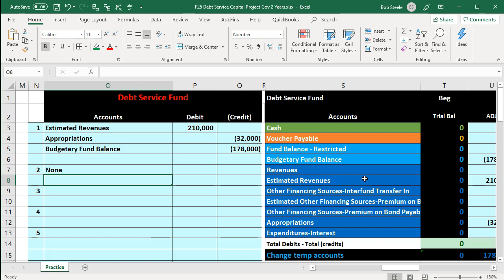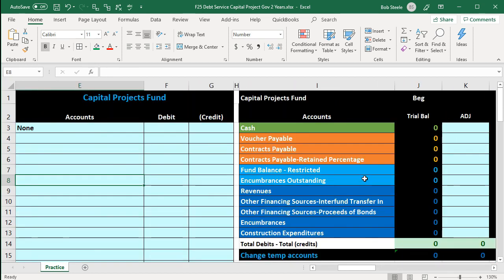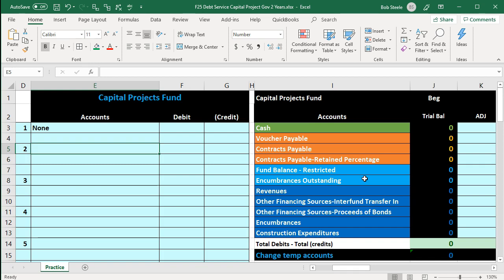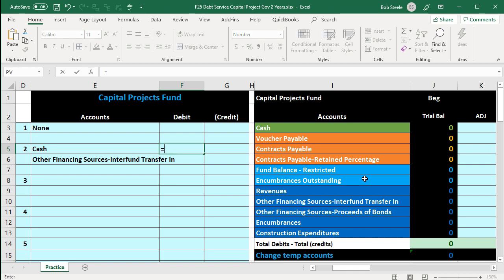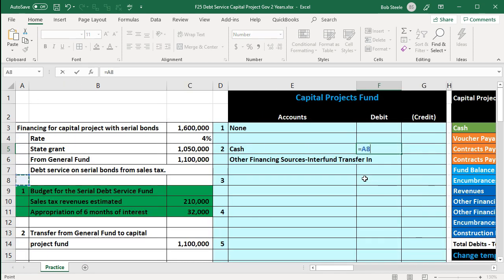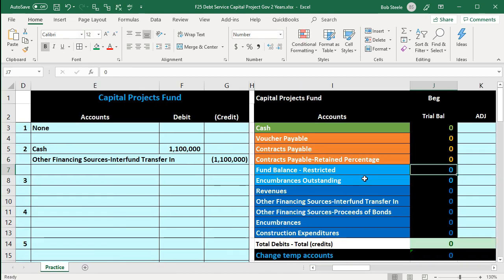The fund it's going to is the capital projects fund. So we're dealing with the capital projects fund. We're not recording transactions for the general fund here, so it would be going out of the general fund. We're going into the capital projects fund. Capital projects, we're going to say cash is increasing then. And then the other side is going to be some kind of revenue account or an increase, but we're going to call it other financing sources, transfer in, because it came from another fund. So then in F5, we're going to pick up this amount. The amount's going to be for $1,100,000. That'll be the debit and that'll be the credit.